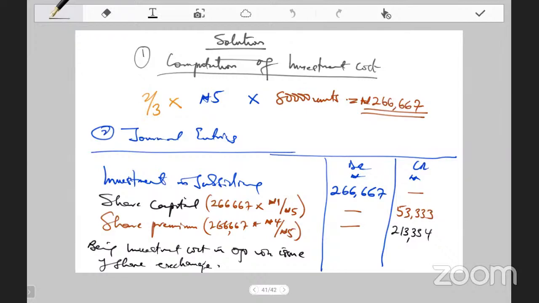Let's make it. Excuse me, sir. You said being investment cost in Omo, what? Being investment cost in Omo by issue of share exchange. Okay, can I move on?